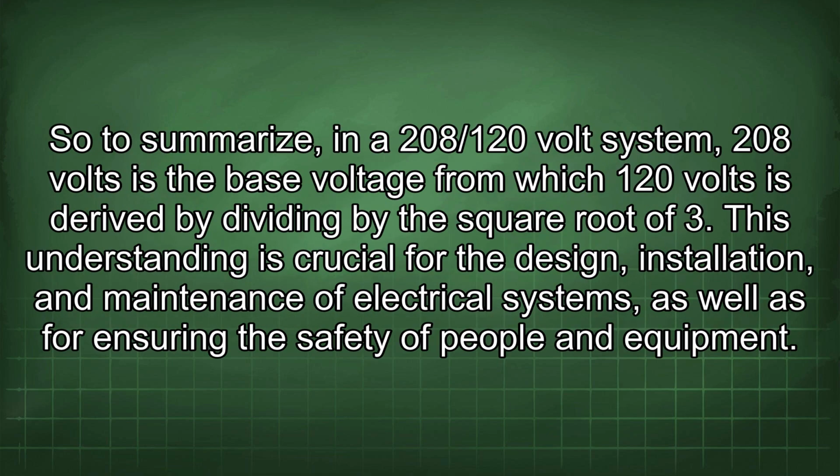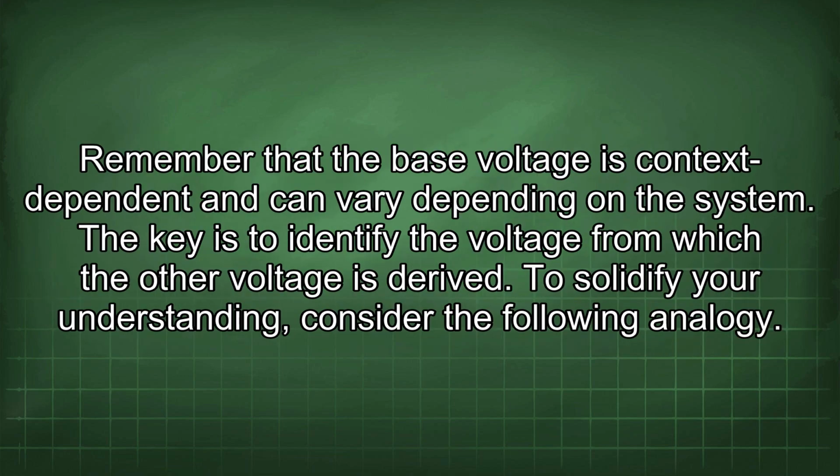So to summarize, in a 208/120 volt system, 208 volts is the base voltage from which 120 volts is derived by dividing by the square root of 3. This understanding is crucial for the design, installation, and maintenance of electrical systems, as well as for ensuring the safety of people and equipment. Remember that the base voltage is context dependent and can vary depending on the system. The key is to identify the voltage from which the other voltage is derived.